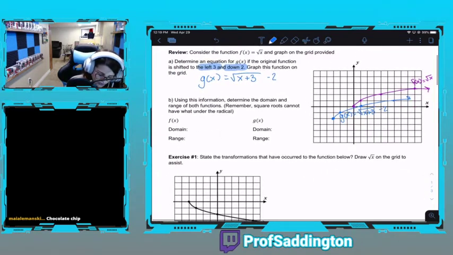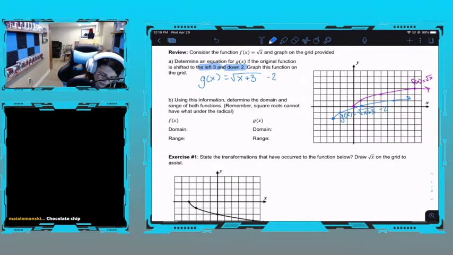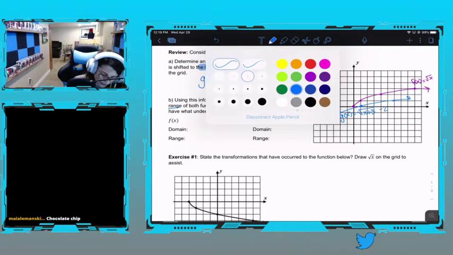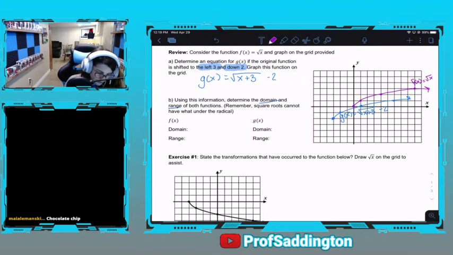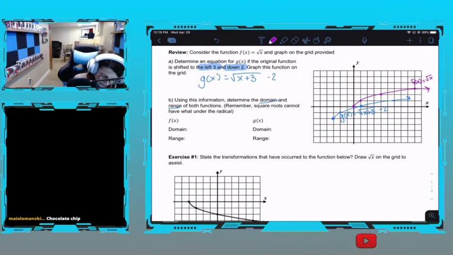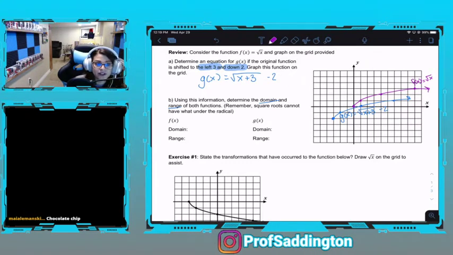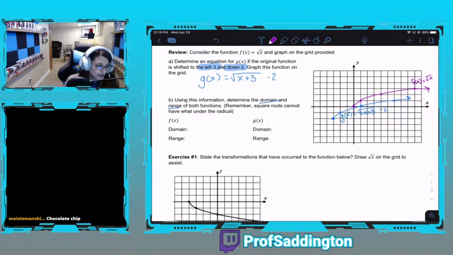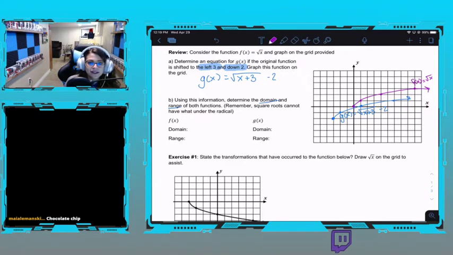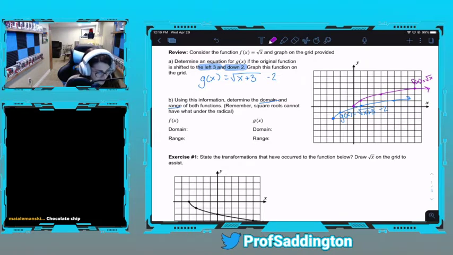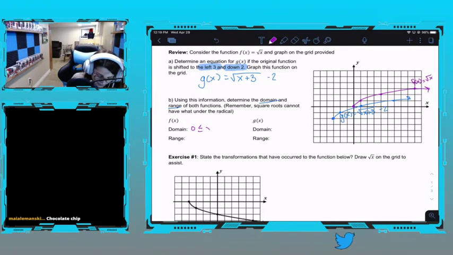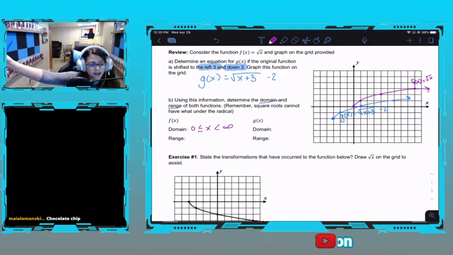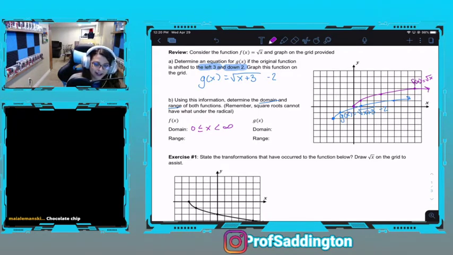Okay, so using this information, determine the domain and range for both functions. Remember, we don't want a negative under the radical. So let's do f of x first, the original one that we graphed. So remember, domain is like your x, range is like your y. So if we're talking about domain, it looks like we start at 0 and we go off into infinity. It just keeps going and going and going. For range, we're looking low to high. So again, we're at 0.